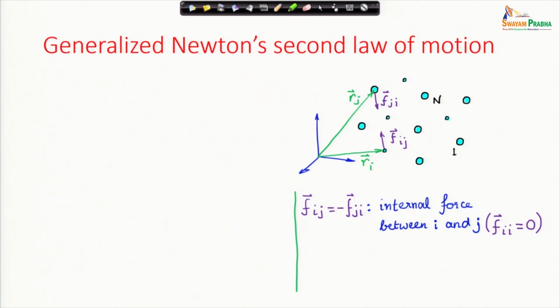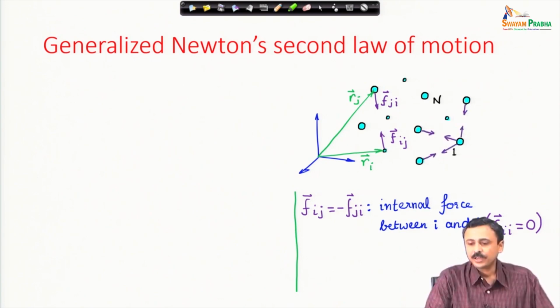These forces, because of Newton's third law, are equal and opposite. They are called internal forces between particles i and j. There is no self force, that means the ith particle does not apply any force on itself. Therefore, F_ii must be 0. In this way, all particles are possibly interacting.